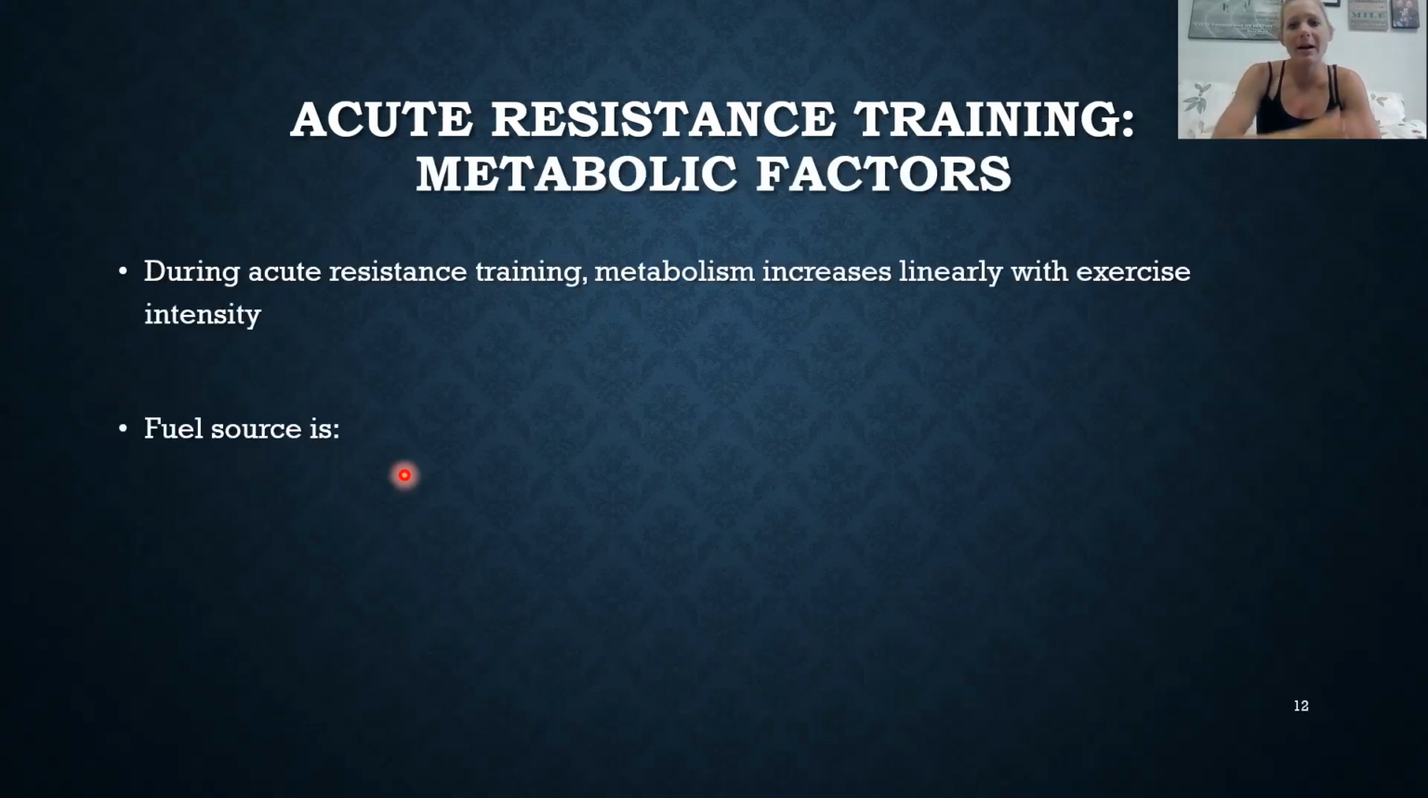Okay, when we think about metabolic factors, our overall metabolism or our overall caloric expenditure is directly related to exercise intensity. So if I go into the weight room and I'm just doing some lightweight things and not really pushing myself too hard, maybe I'm burning 300 calories an hour or something like that. But maybe I go in there and I'm ready to crush it, hitting squats as hard as I can and activating a large amount of muscle mass.